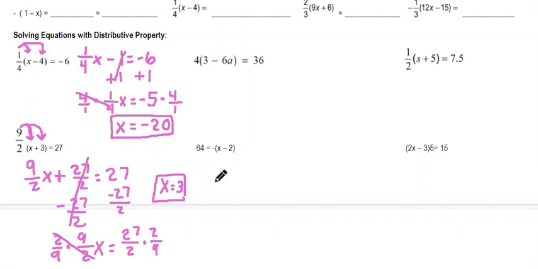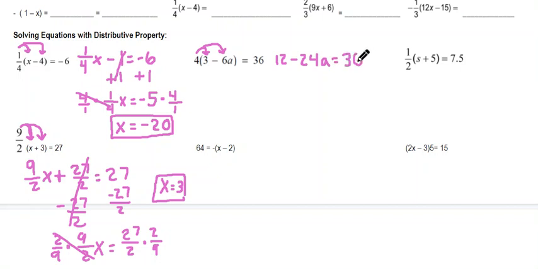All right, let's do one more. Let's do this one here. Let's see, 4, I'm going to distribute it to everything on the inside. 4 times 3 would give me 12. And then 4 times minus 6 is going to give me minus 24. And that has an a, so I'm going to put an a next to it. And then that equals 36.